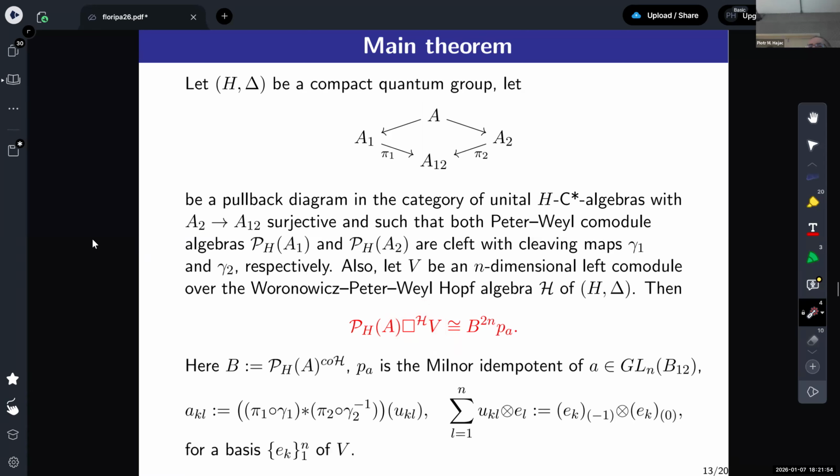And then because I'm in this piecewise cleft setting, I can use my cleaving maps to compute out of this co-representation an invertible matrix over the sister algebra B12. And this is precisely the matrix with the help of which I construct my Milnor idempotent, which gives me exactly this module. So that's the essence of this theorem. That's the novelty. This is a take-home message. If you have any questions about it, this is a good point to ask.